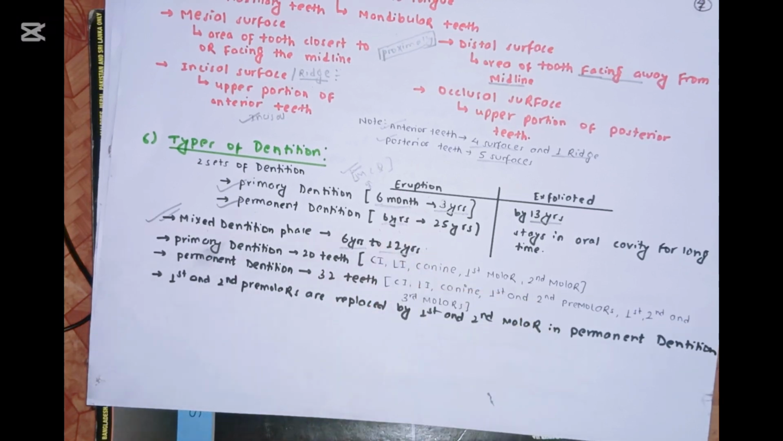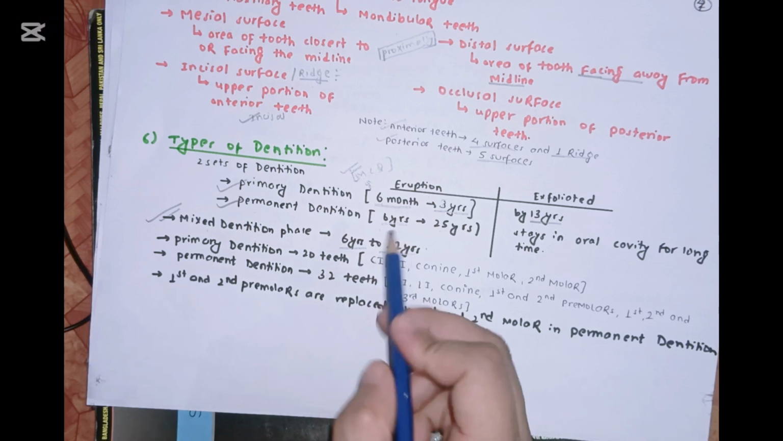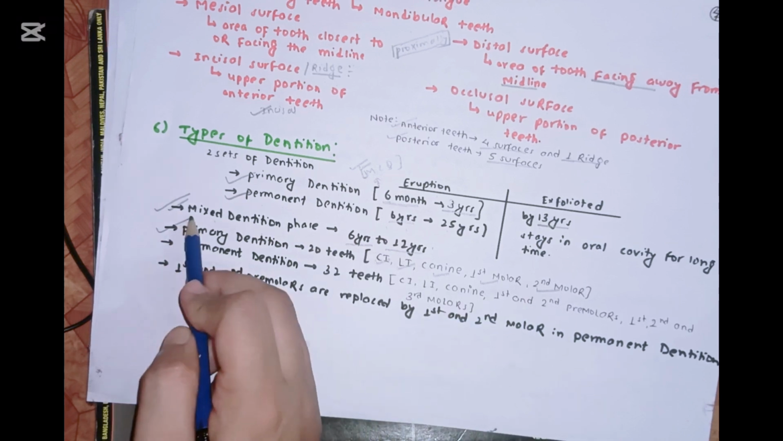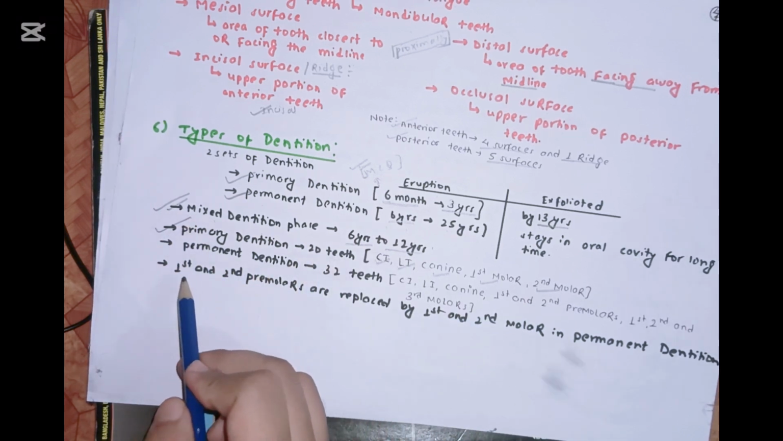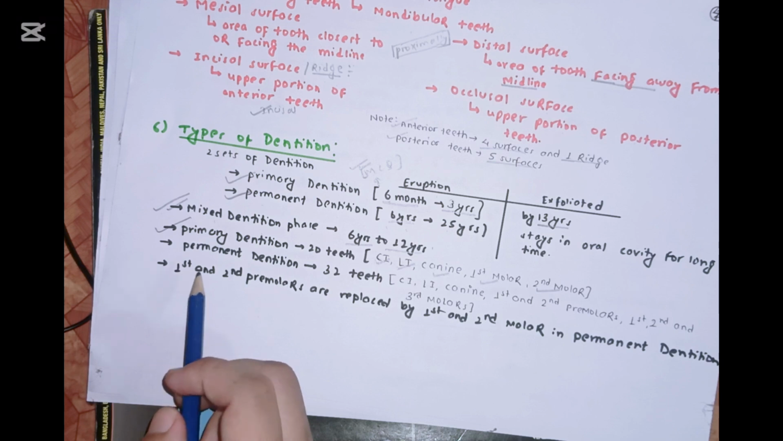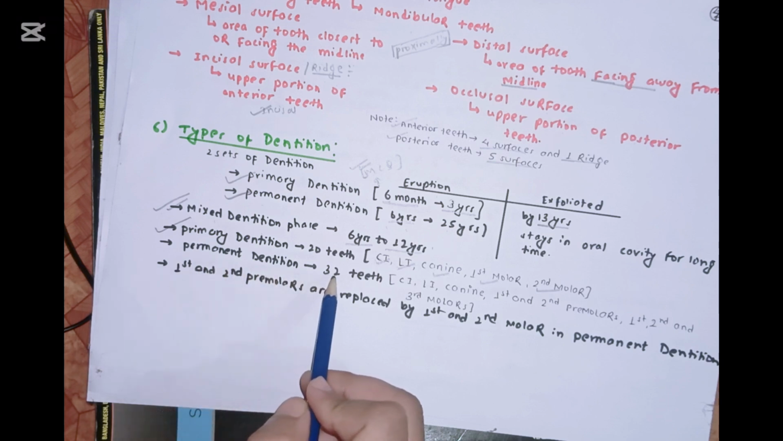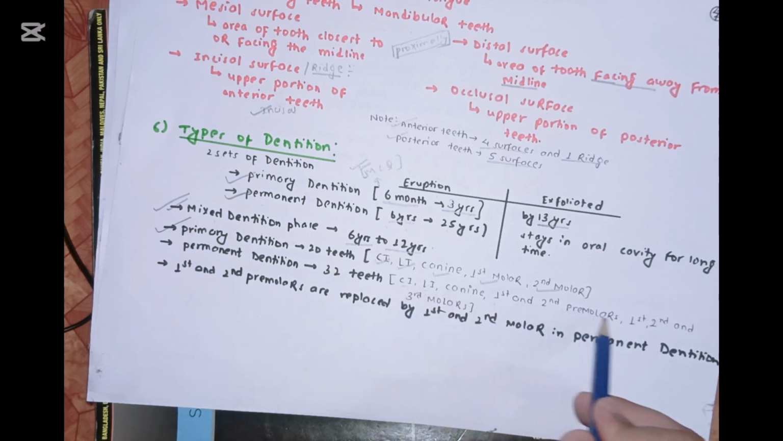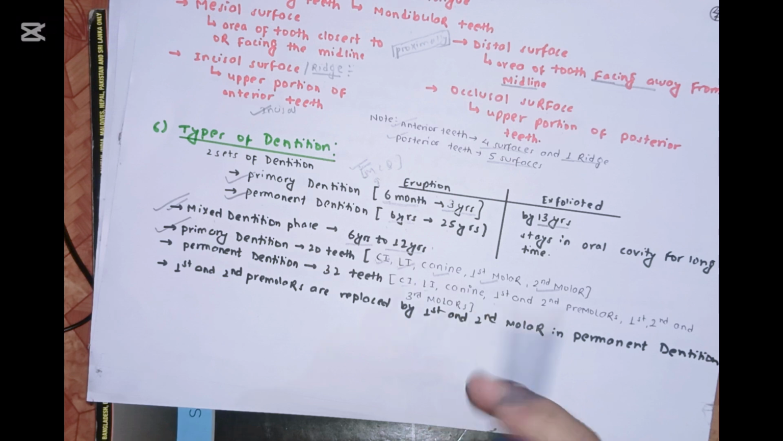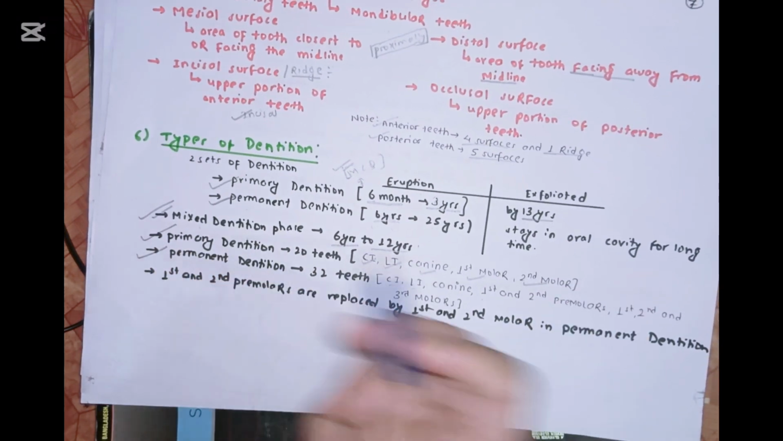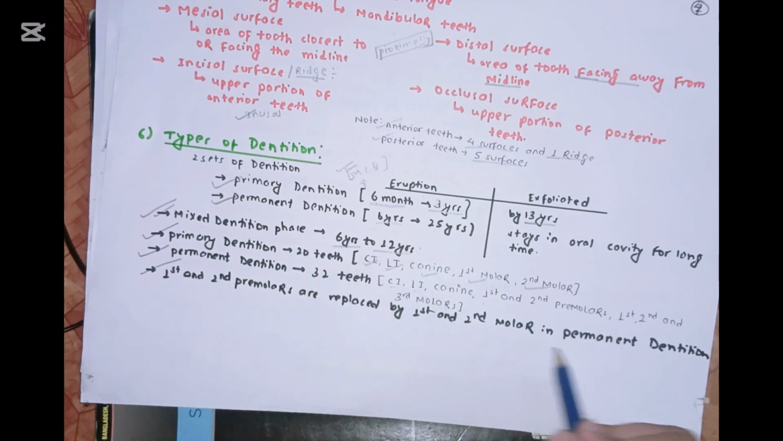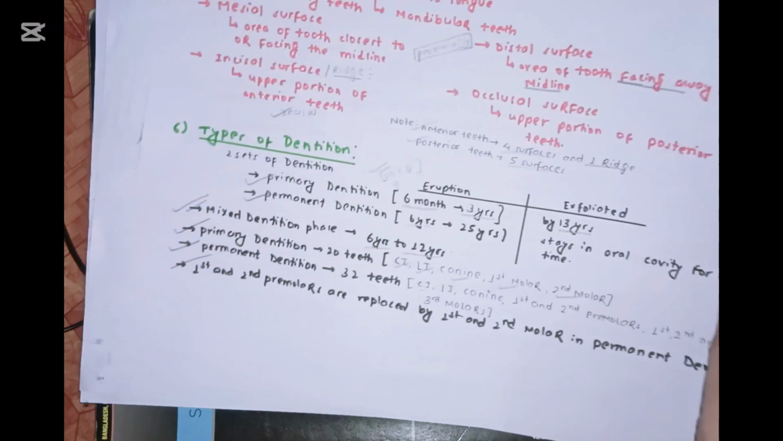Now in primary dentition, there is an absence of the premolar. It simply contains the central incisor, lateral incisor, canine, first molar and second molar, which constitute 20 teeth. Similarly, the permanent dentition constitutes 32 teeth: the central incisor, lateral incisor, canine, first and second premolar, and first, second, and third molars. Now these points are clear. The first and second molars of the primary dentition are replaced by the first and second premolars in the permanent dentition. This is also easy to understand.